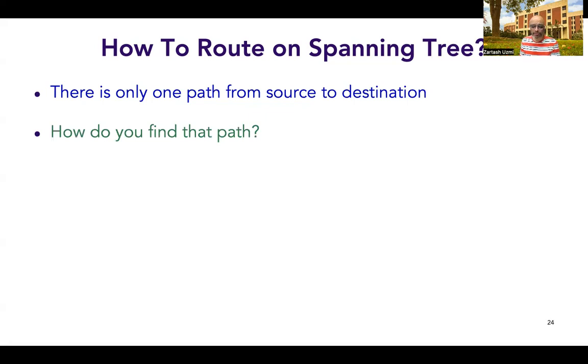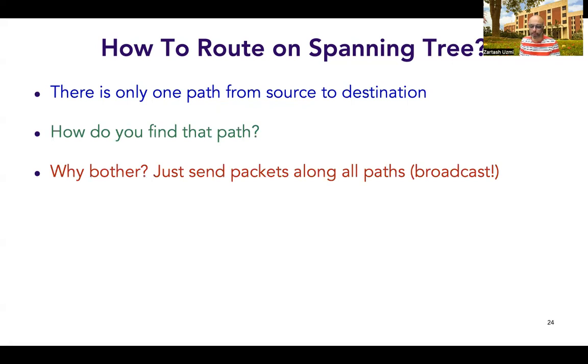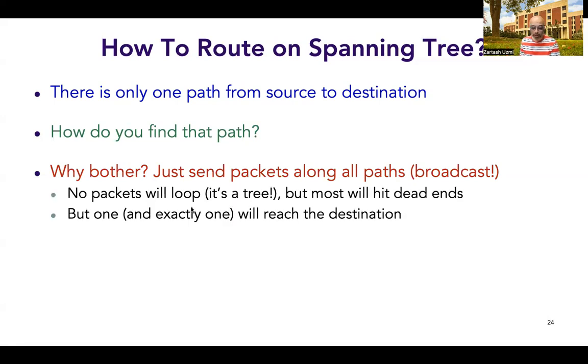Well, maybe it is not even important to find that path. Why bother? Just broadcast. Just send one packet and it will go everywhere on that tree. You are guaranteed that there will be no loops, because by definition the tree would not have any loop. Okay, so just send the packet along all the paths and just broadcast it. So the packet will not loop, and you will be dead sure that it will reach the destination. Obviously, there will be multiple copies made, but there is definitely no question that you will have a loop in here.